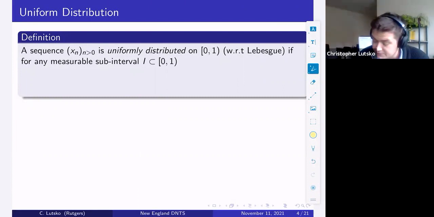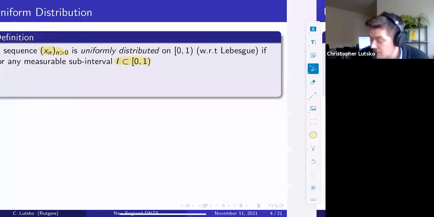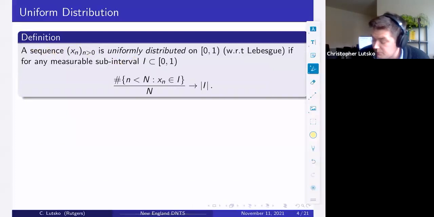So given a sequence x_n, we say that x_n is uniformly distributed on the unit interval. Everything I'm going to talk about today is with respect to Lebesgue measure, but it could be a different measure if you like. So it's uniformly distributed if, for any measurable subinterval I, we look at the proportion of points which lie in the interval I. We want that to converge to the measure of the interval.